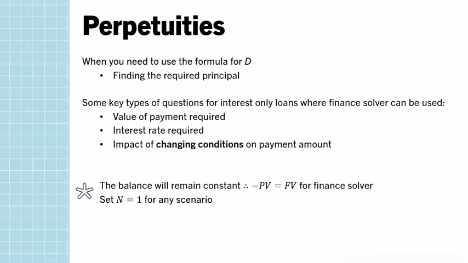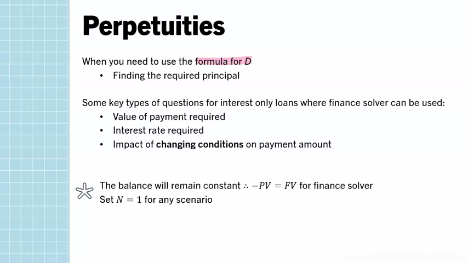Some common types of questions that you can be asked is to find the principal value. Maybe you are given the payment amount, an interest rate and a compounding period, but you need to know how much was invested, or how much we need to invest in order to be able to earn that payment amount. The only way to answer those questions is using that formula for D.